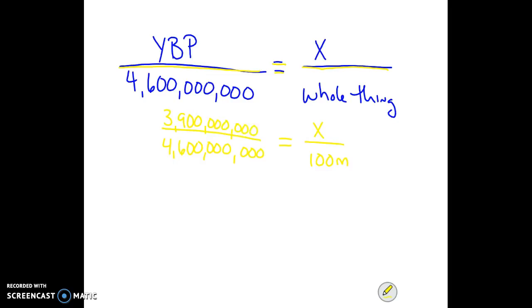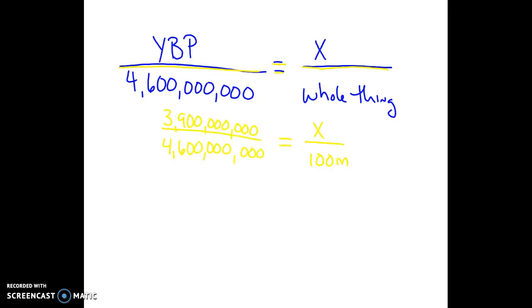In order to solve this, I simply divide 3.9 billion by 4.6 billion. If you're doing this on a calculator, remember 4, 6, and then 8 zeros, or 3, 9, and 8 zeros. However, if you want to simplify things, if the numerator and denominator are both in billions, you can just get rid of them. Then it's as simple as 3.9 divided by 4.6.